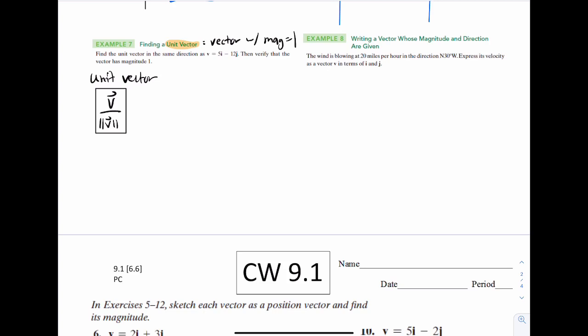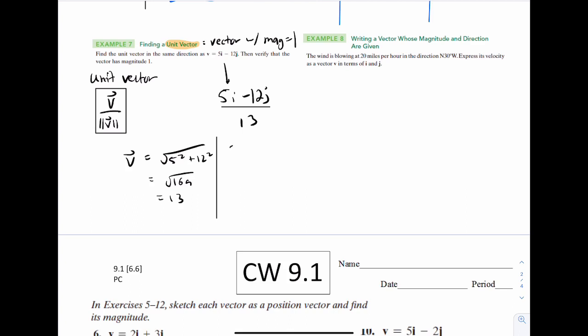So let's try it. Let's take the vector 5i minus 12j, and divide it by the magnitude. Now some of you could probably do that in your head. If not, just write it out. The root of 5 squared plus 12 squared, that's the root of 169, 13. And now we have it. The unit vector is 5 over 13i minus 12 over 13j.